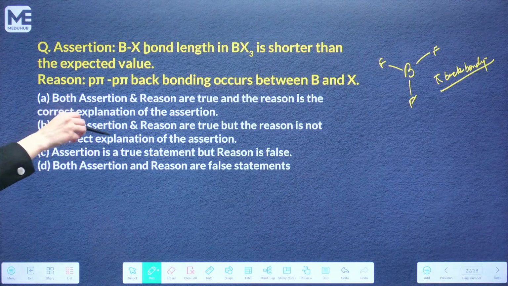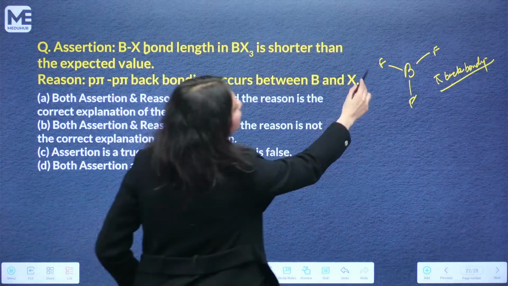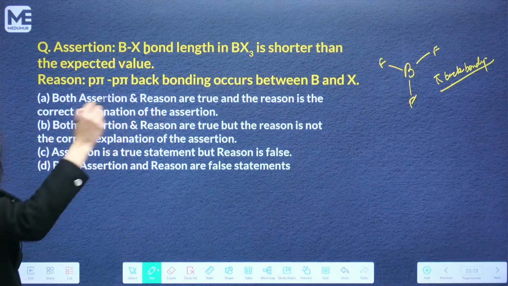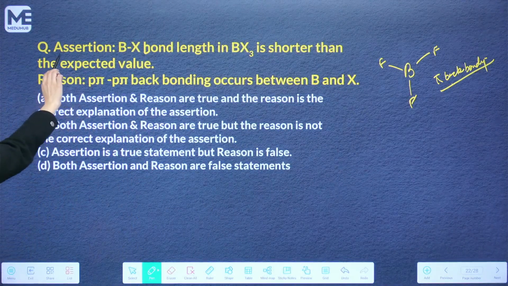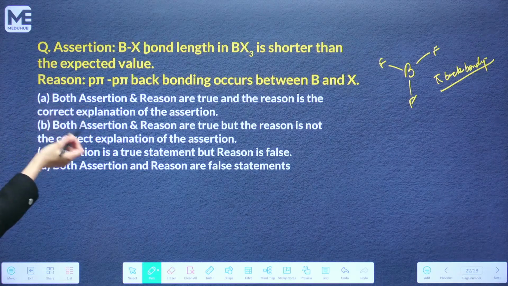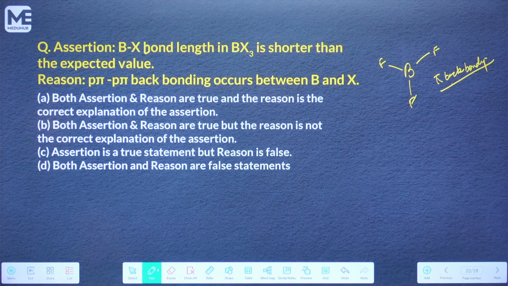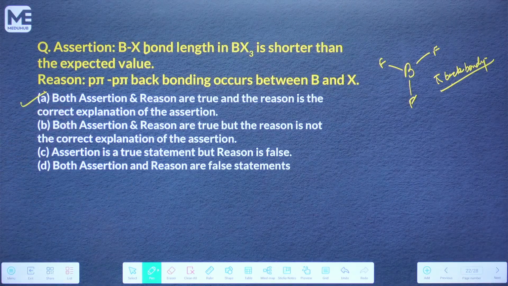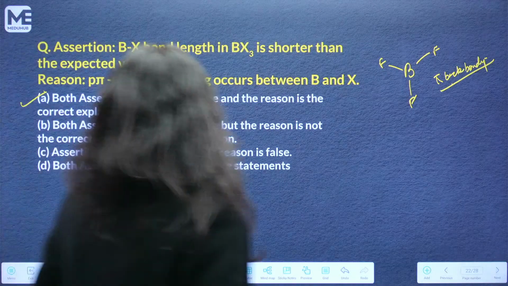Okay, so there's pi back bonding, and hence this B–F bond length is shorter than a normal single bond length, right? So the assertion is this, and the reason is also correct. So the option would be: both assertion and reason are true, and the reason is the correct explanation of the assertion. Yes, A is the answer. Right, Rishabh, you are correct. Moving on.